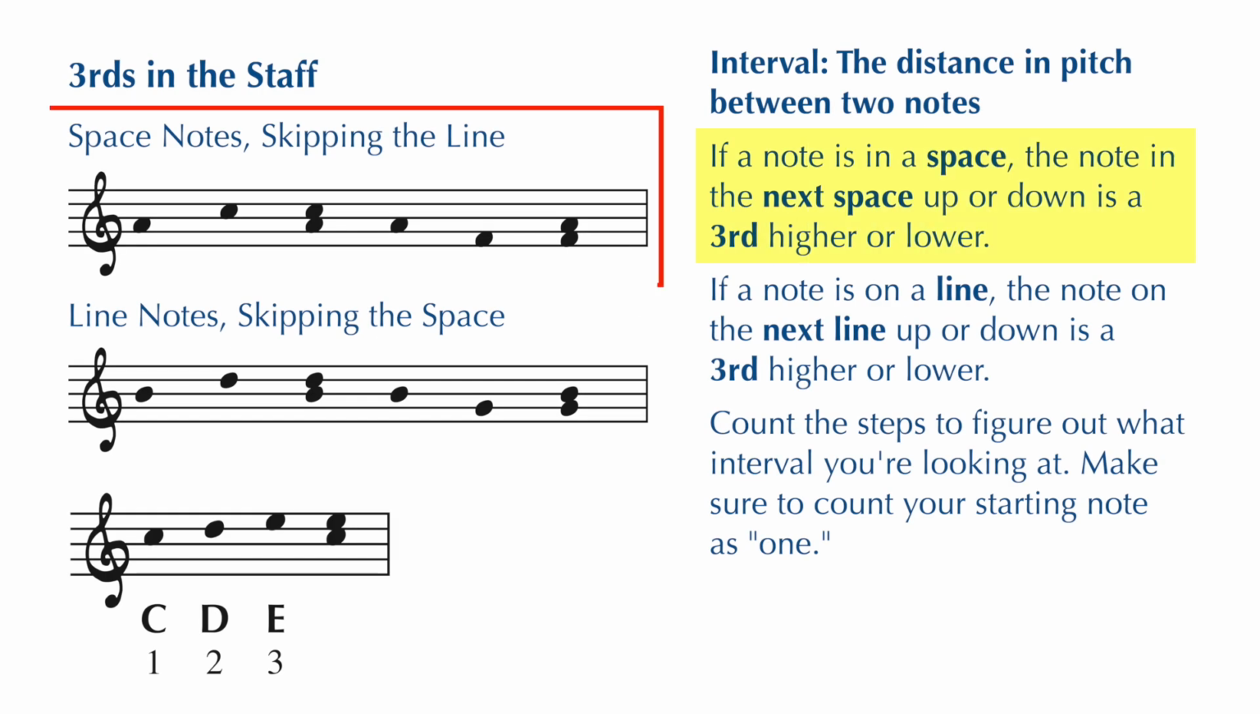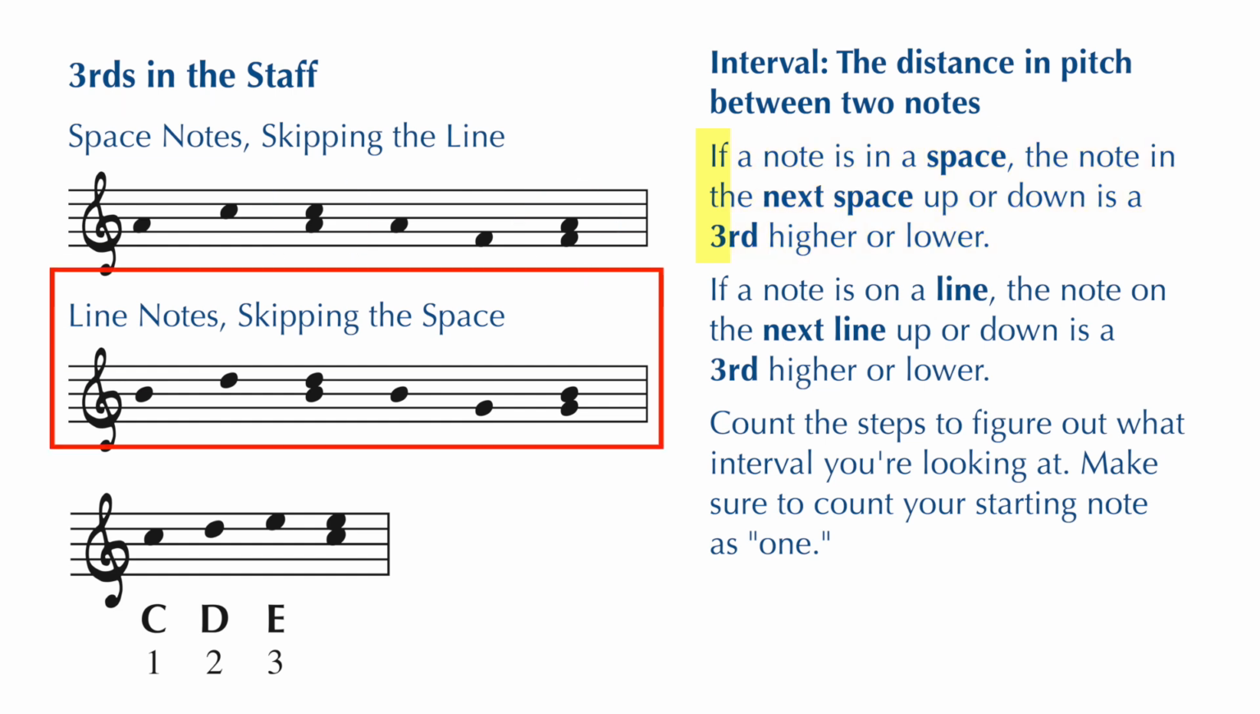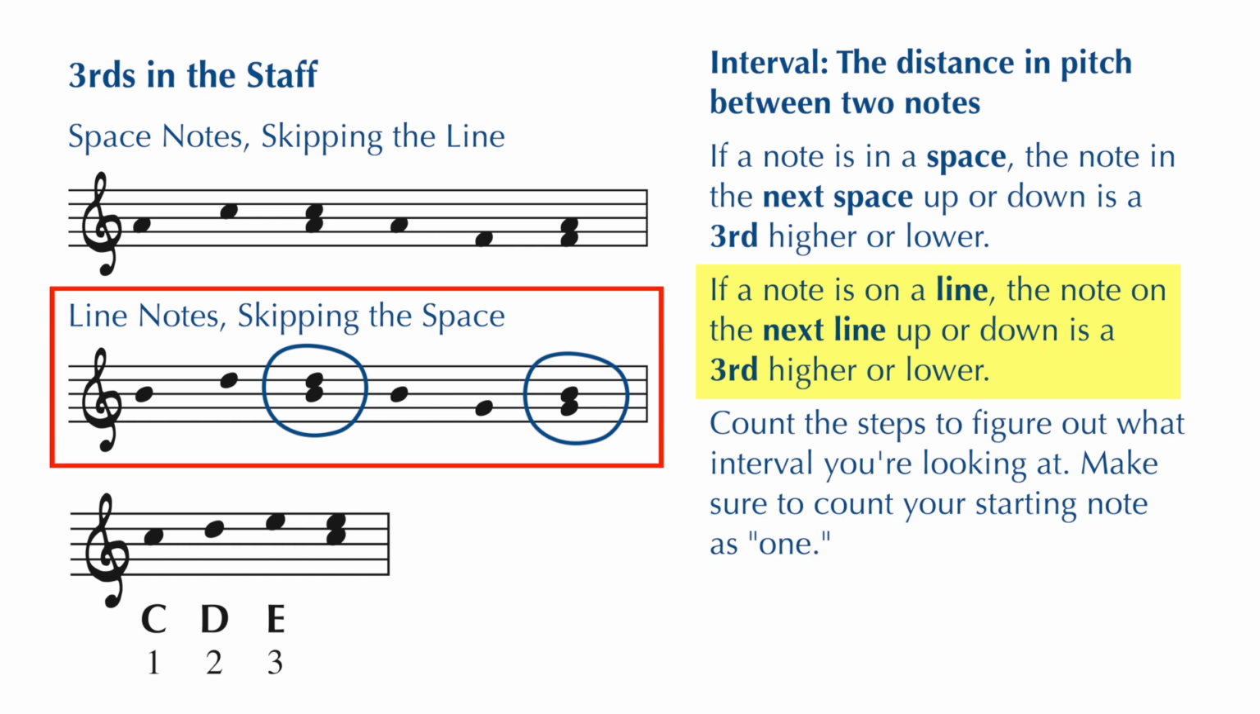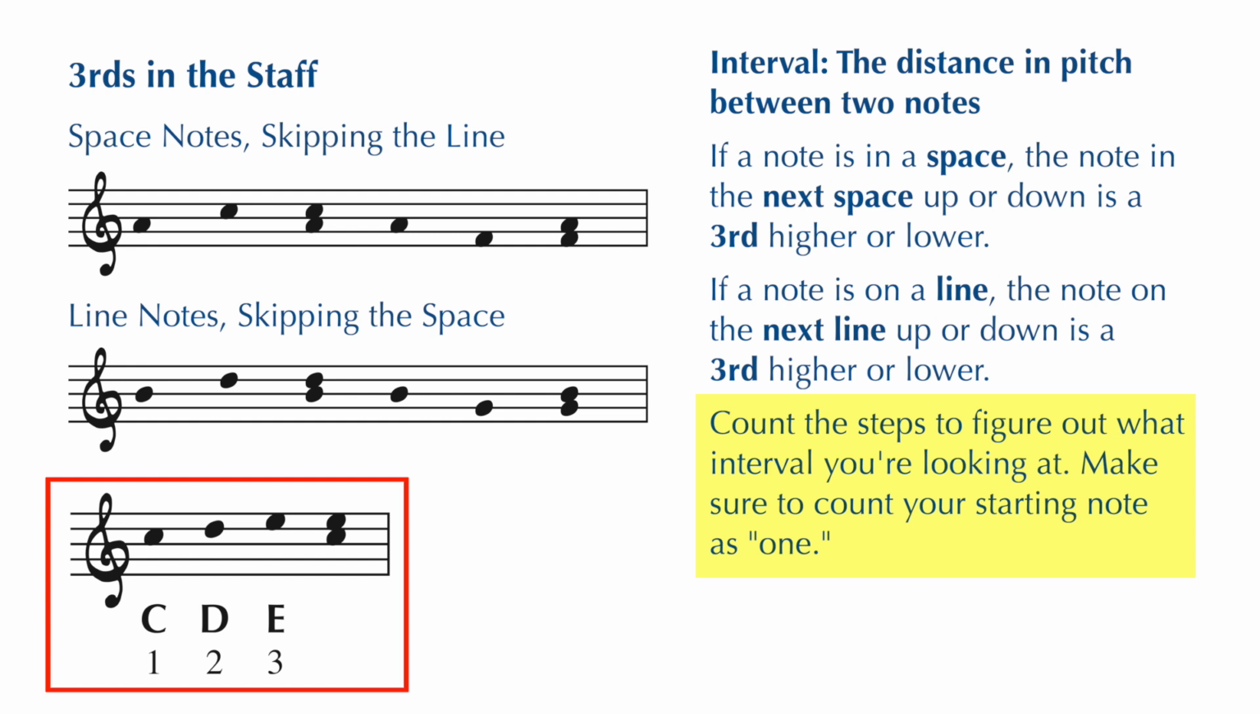In the music staff, if a note is in a space, the note in the next space up or down is a third higher or lower. And if a note is on a line, the next line up or down is a third higher or lower. When counting intervals, your starting note is 1. For example, C, D, E, 1, 2, 3. C and E are a third apart.